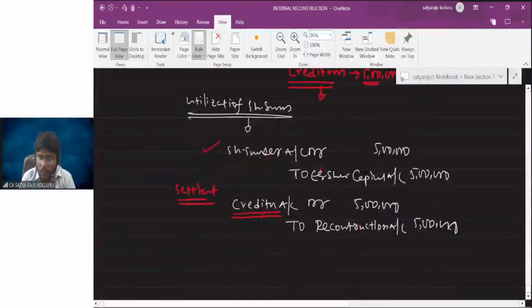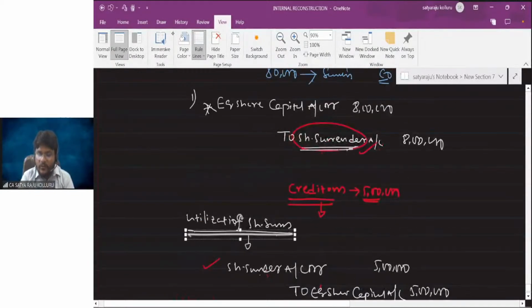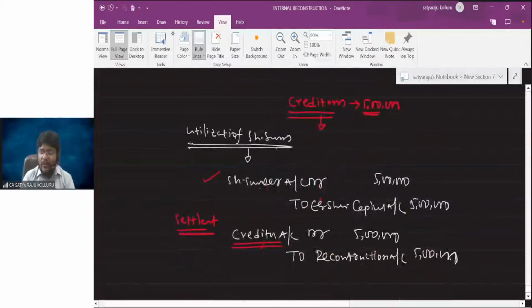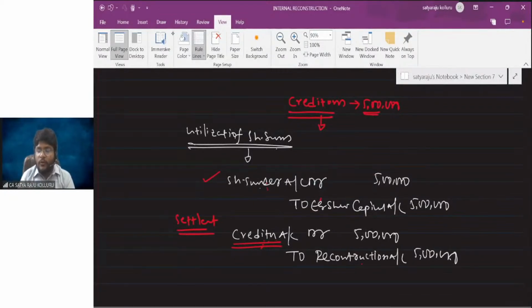First, I want to put such shares under a temporary account, which is the share surrender account. Now, at the time of utilization of such share surrender, I am issuing such shares to the equity shareholders by passing the reverse entry, share surrender to equity share capital. Then you may ask a question: sir, when are you recognizing profit? I am recognizing such profit at the time of settlement of that particular party, that is creditor to reconstruction account. Is it understood, all of you?